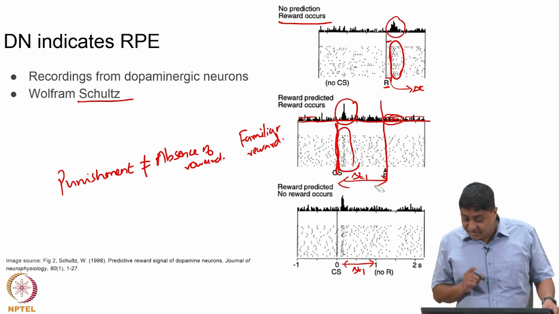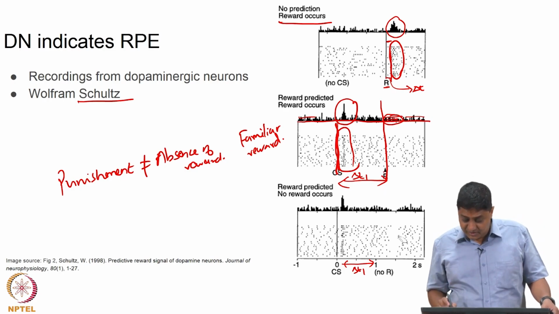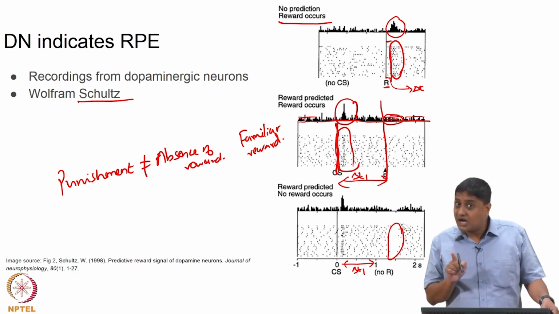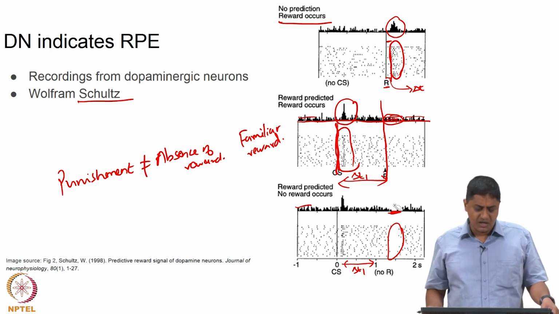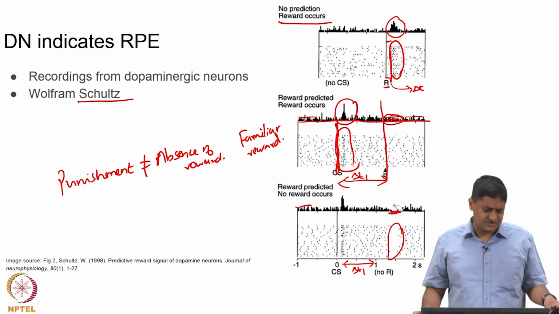So, essentially if a reward is predicted and no reward occurs, there is silence, right. This is not baseline, note here this is flat line, not baseline, right. Baseline activity is that much, here you have only flat line. So, that is what happens when you are punished or when the expected reward is not presented, right.